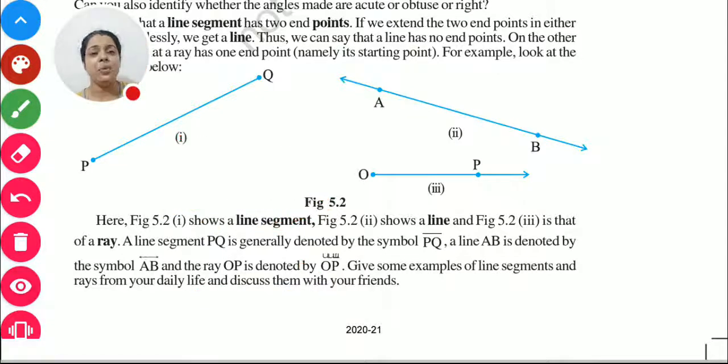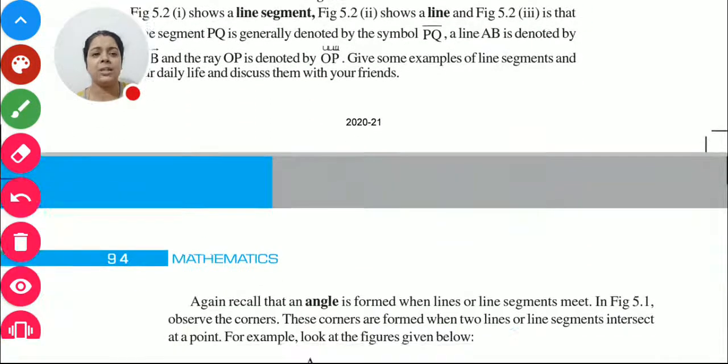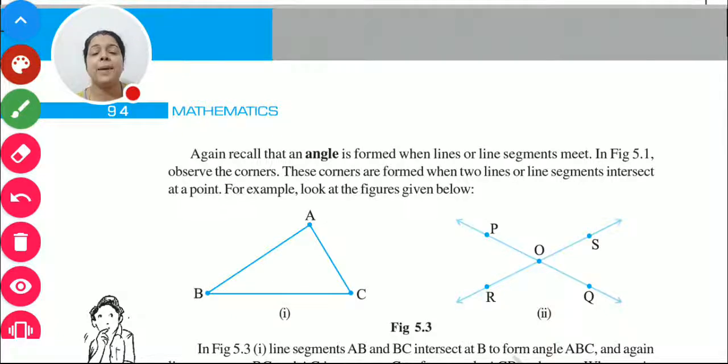Now we are done with this point, which you have already learned in class 6 also, but it was my responsibility to let you understand all that first. Now the matter comes to angles. The topic was lines and angles, right? So we went through lines, which can be a ray, a line segment, or a line, right?